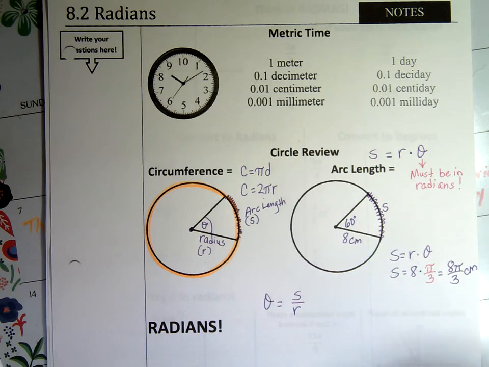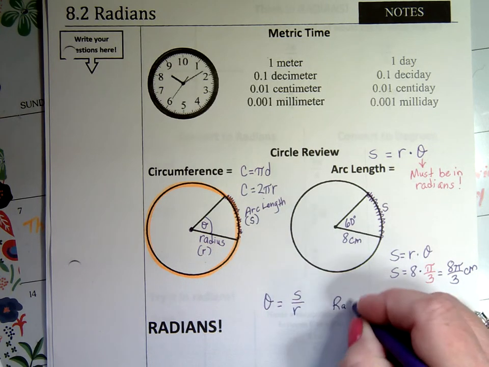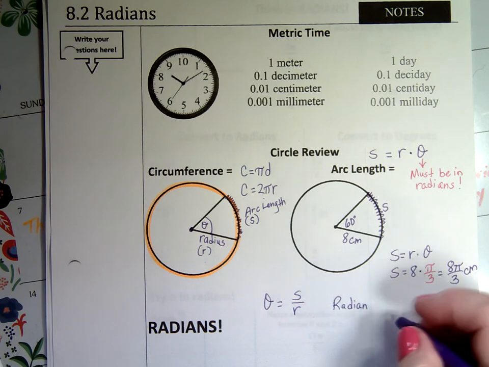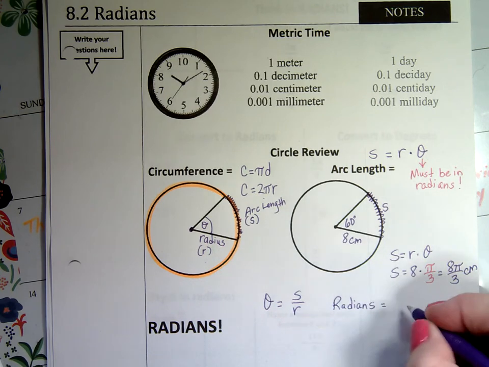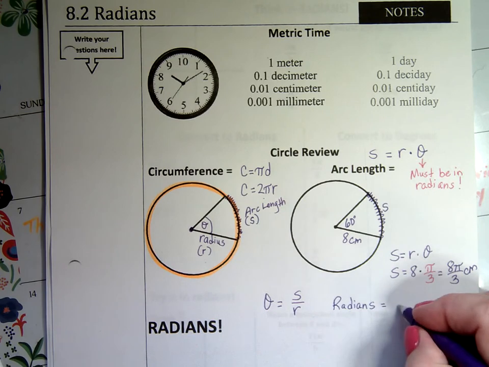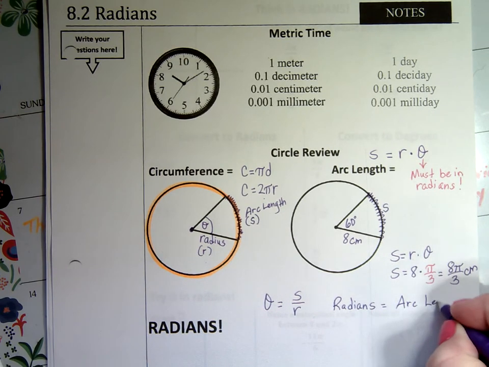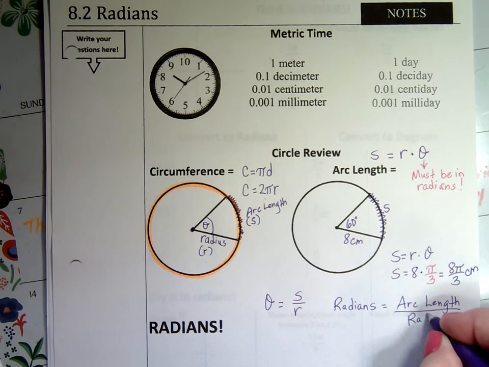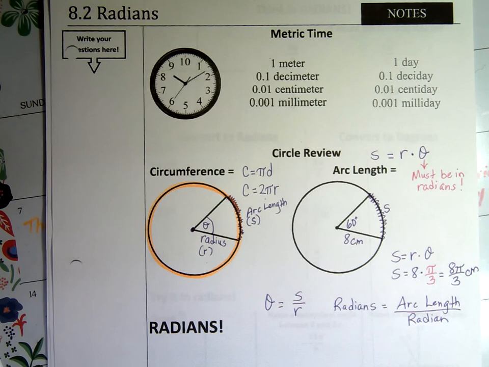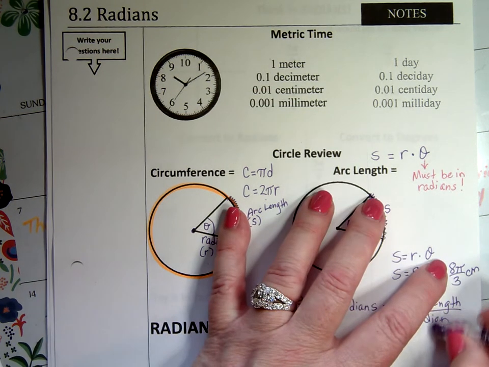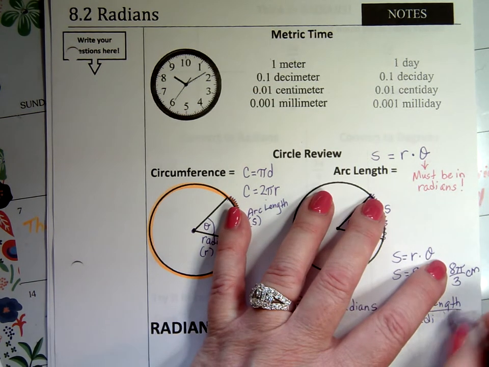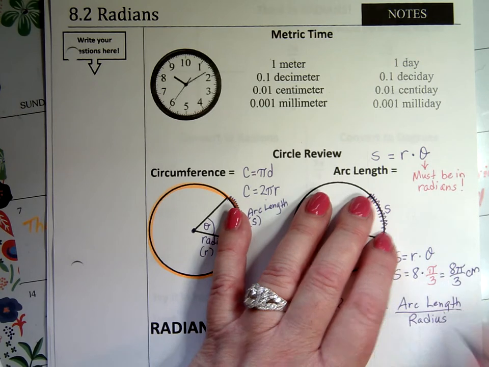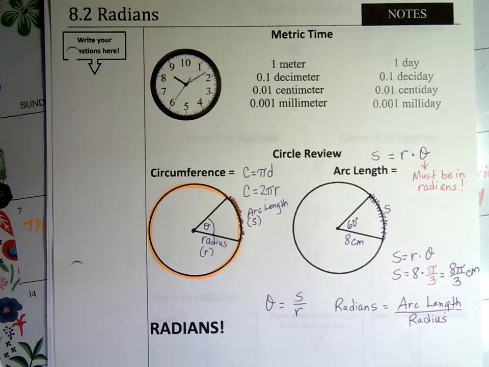And so what happens is these radian measures, which we're going to be working on today, the radians equal the arc length s divided by the radius. So if I want to figure out a radian, I have to take the length of the arc and divide it by the radius, my bad, radius. Let me fix that. There you go. That's what a radian is.